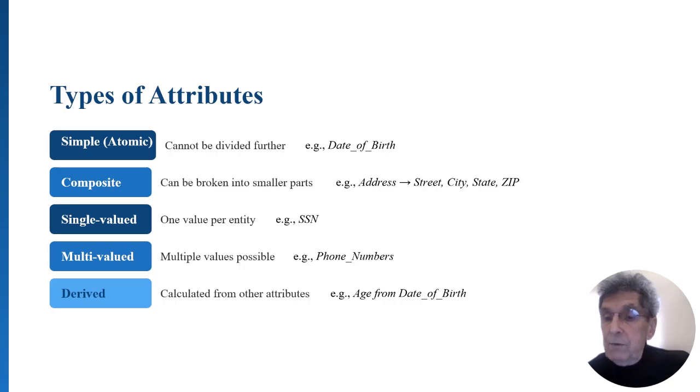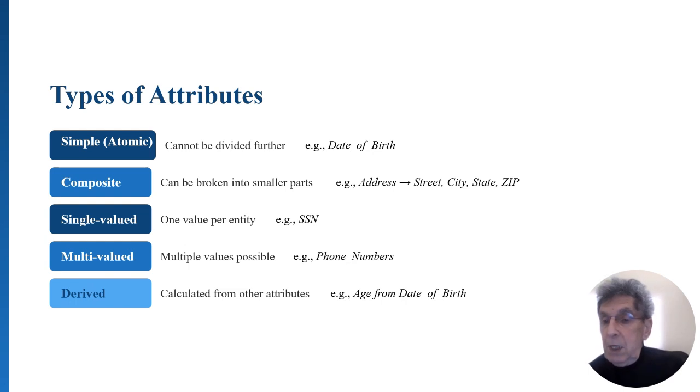You need to decide, do I store it in one field or in multiple fields? Single-valued attributes have one value per entity instance. A person has one Social Security number, one date of birth. Multi-valued attributes can have multiple values. Phone numbers: there might be multiple values, a home phone number, a work phone number, and a mobile number. Allergies can be multi-valued. A patient may have multiple allergies.